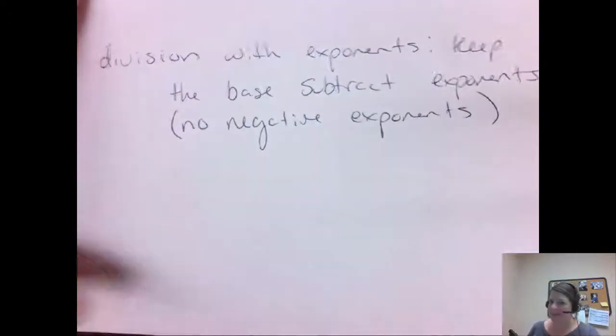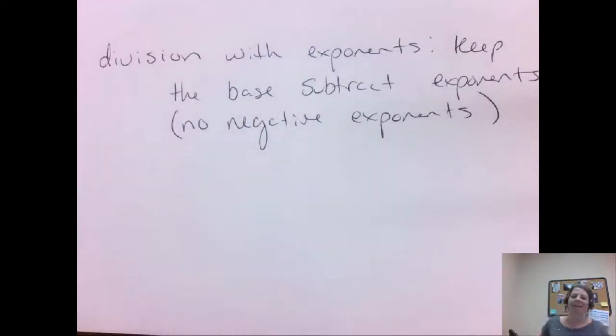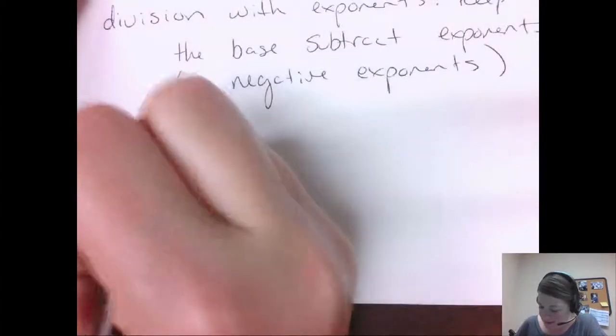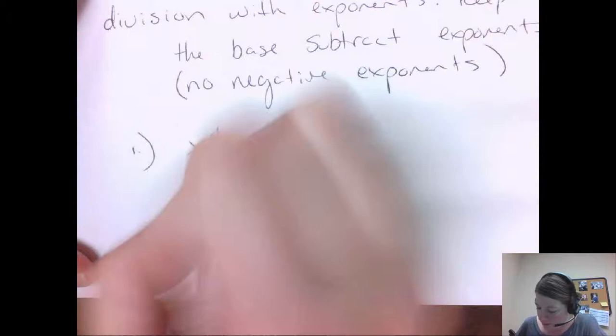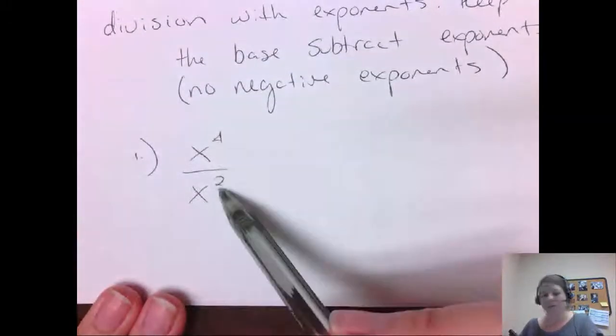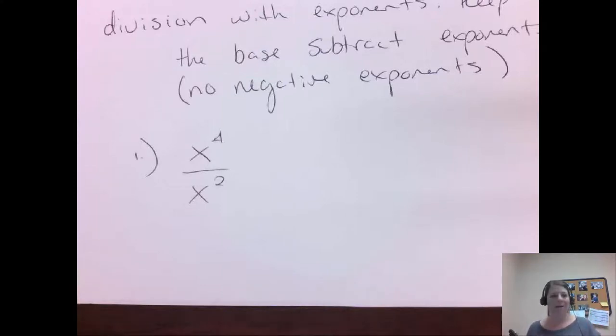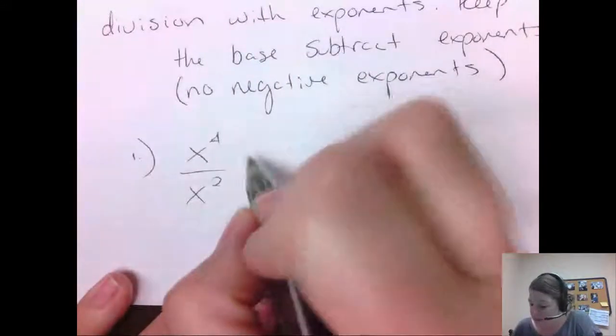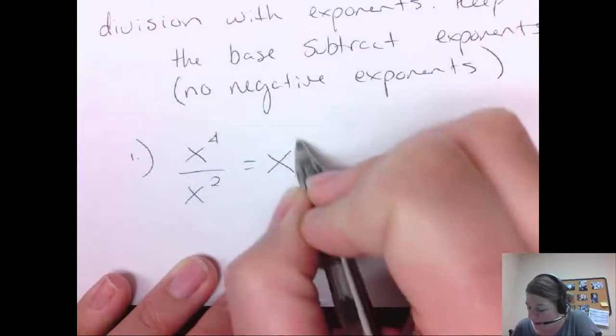You can't have negative exponents on these division things, so you have to be careful how you simplify it. Let's look at some basic ones. If I have x to the fourth over x squared, subtracting these 4 and 2 from the top to the bottom makes 2. There's nothing negative, so we don't have any issues. This would be x squared.